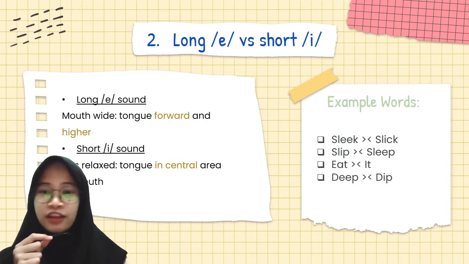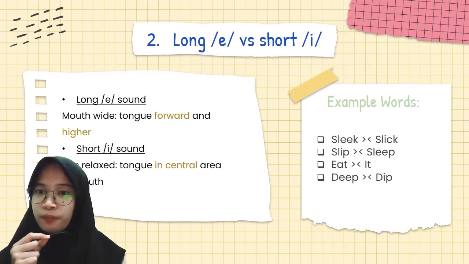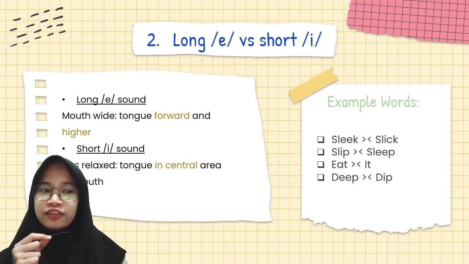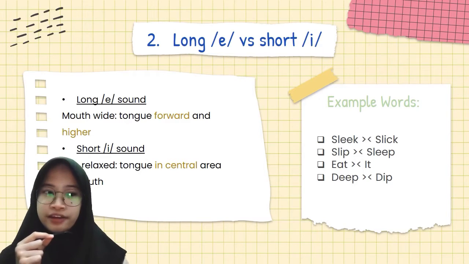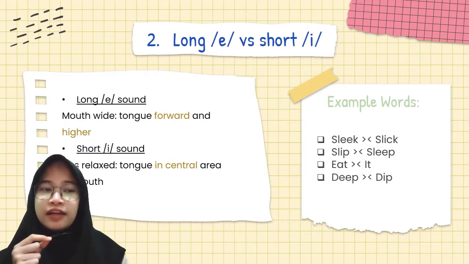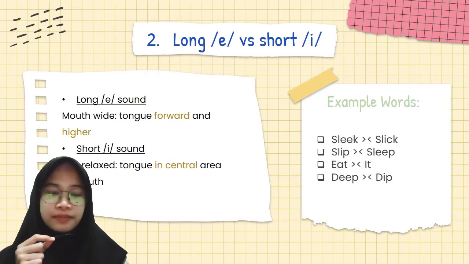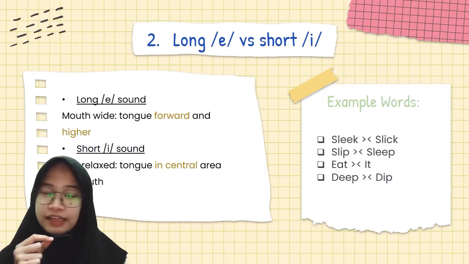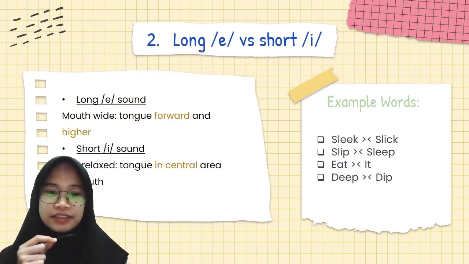Next, there are long E sound versus short I sound. For the long E sound, you should open your mouth wide and your tongue must be forward and higher. And for the short I sound, your lips should be relaxed and tongue in the central area of your mouth. And here are some practice sentences. Eat, it, deep, dip, sleek, slick.